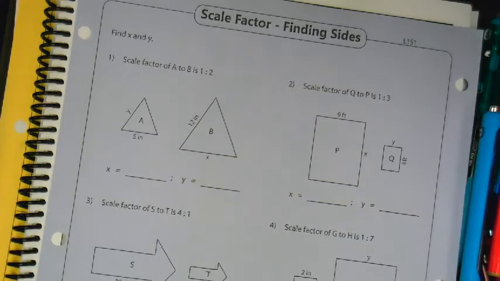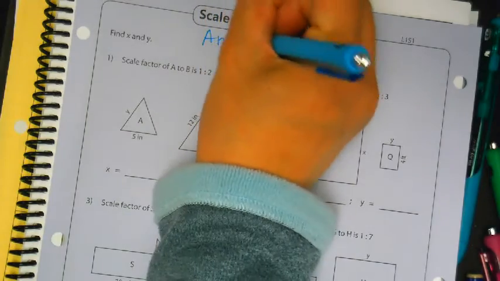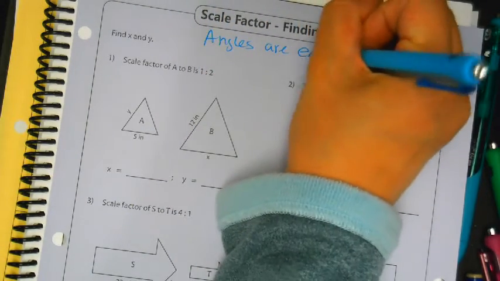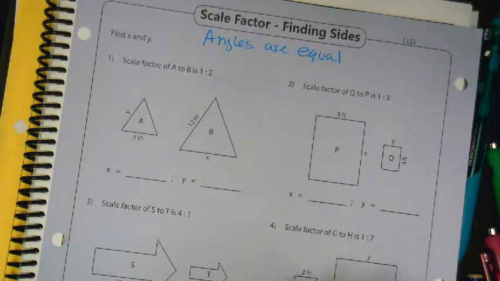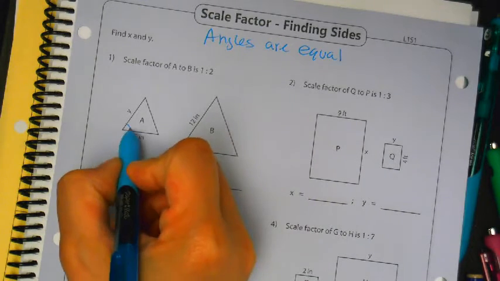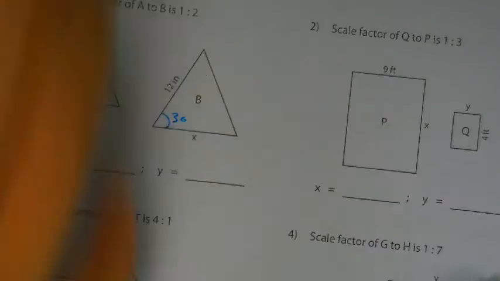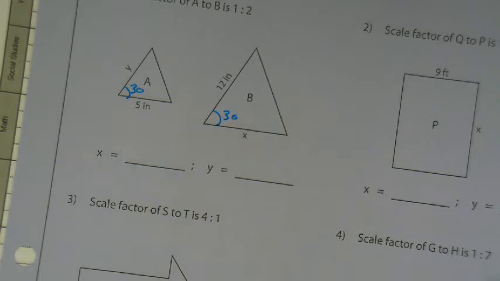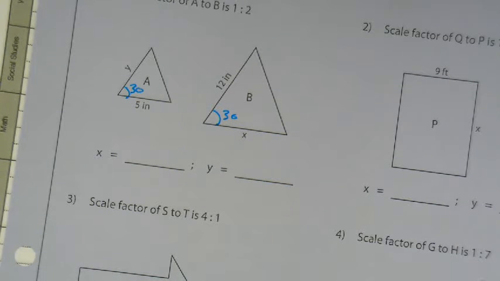All right, so what I need you to know about scale drawings is that the angles are equal. Okay, the angles are equal. It's the size of the sides that are bigger or smaller, but the angles stay the same. So if this angle is 30, this angle is 30. Okay. So the angles are equal, and the sides are not the same size. All right. Hopefully that confused you. I was a little confused saying it.